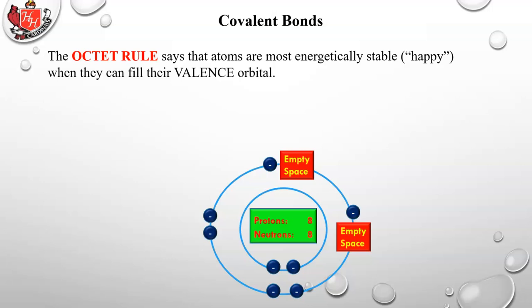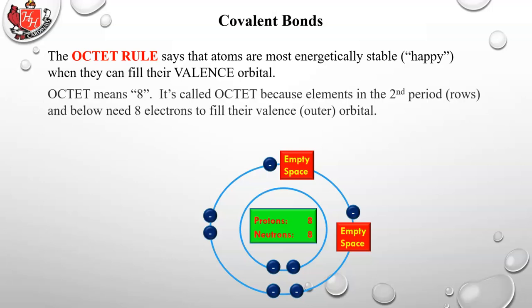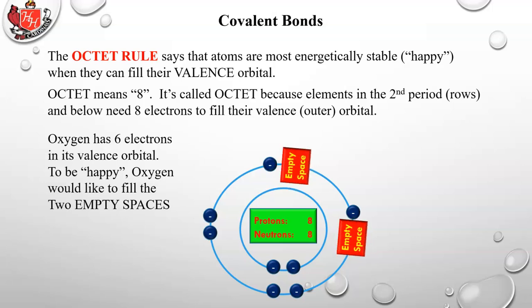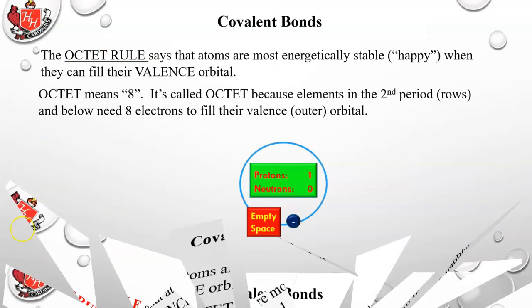So the octet rule says that atoms are most energetically stable when they can fill their valence orbital. Octet means 8. It's called octet because elements in the second period and below need 8 electrons to fill their valence orbital. So oxygen has 6 electrons in its valence orbital. Oxygen would like to fill the 2 empty spaces. Okay, but how does it do this?